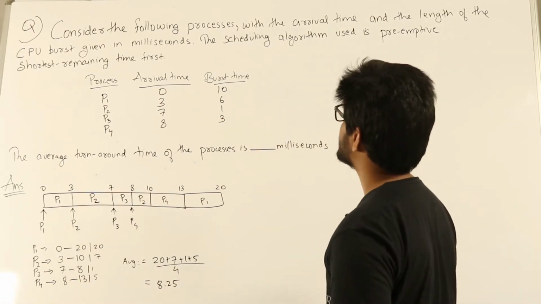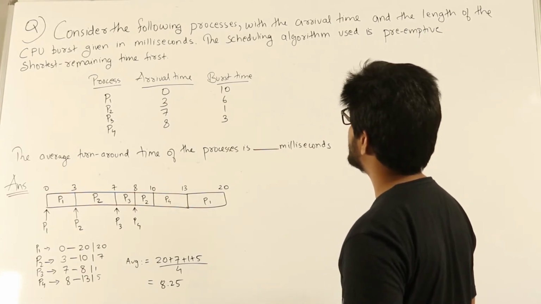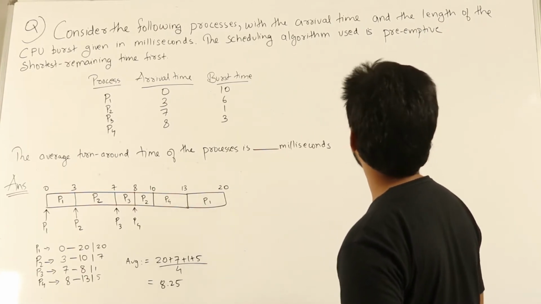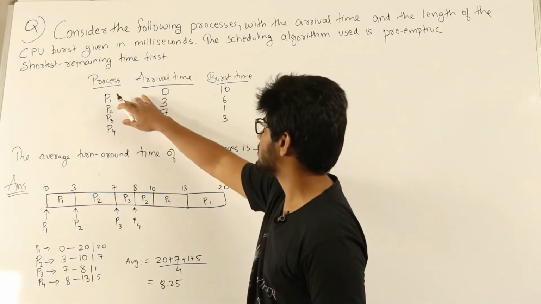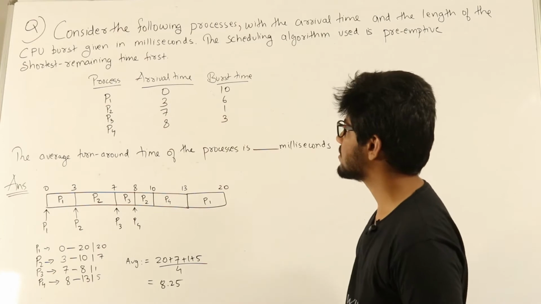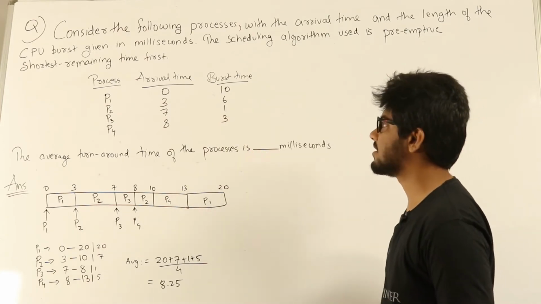Consider the following processes with the arrival time and the length of the CPU burst given in milliseconds. The scheduling algorithm used is preemptive shortest remaining time first. So we have these processes, the arrival time and the burst times. The average turnaround time of the processes is dash milliseconds.